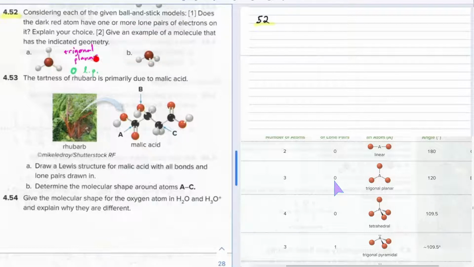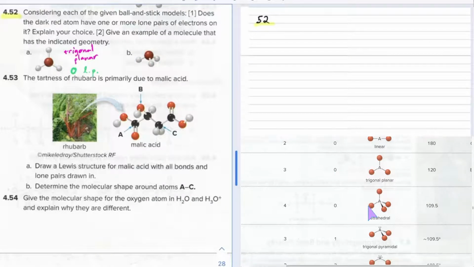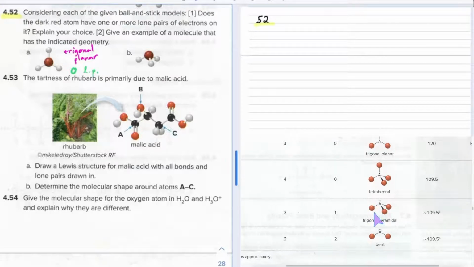Now looking at B, you have the central atom here, and then 3 other atoms, not in a perfect triangular fashion, but kind of squished together. This looks like that structure down here, the trigonal pyramidal. You see this one has a lone pair, and it's even drawn right there. So this is trigonal pyramidal. Don't get these confused: planar and pyramidal. And there is 1 lone pair according to table 4.2.